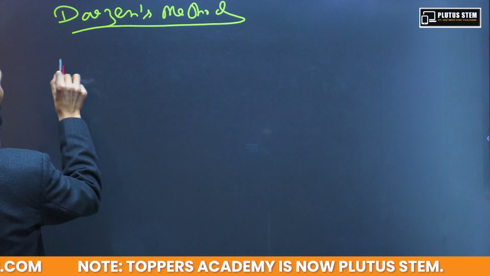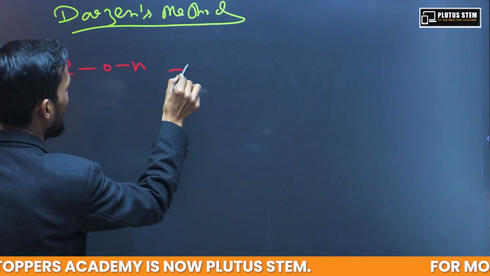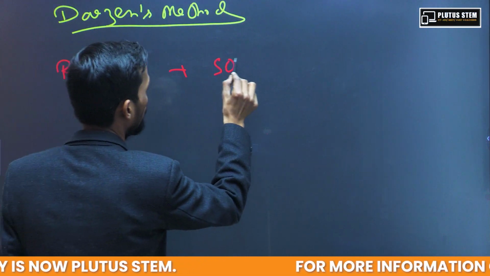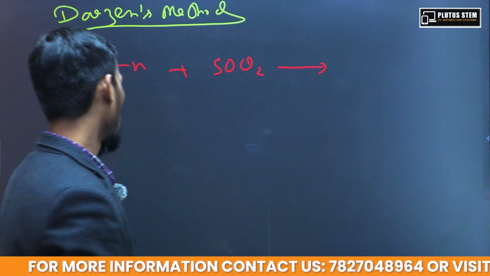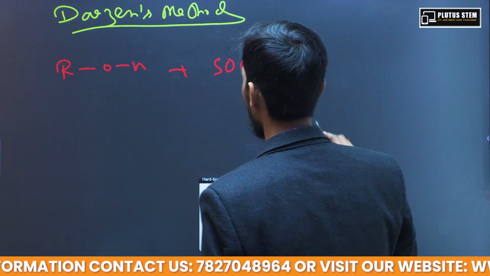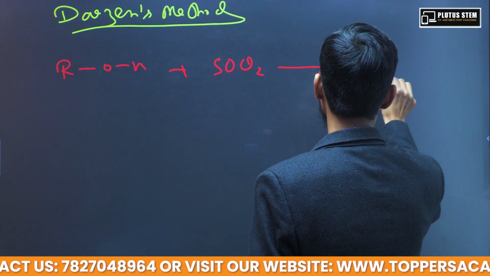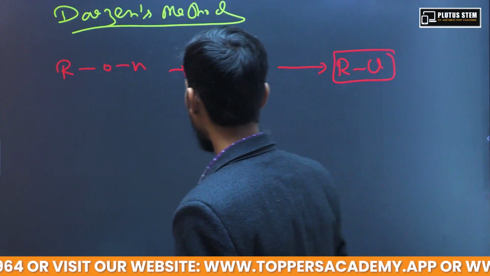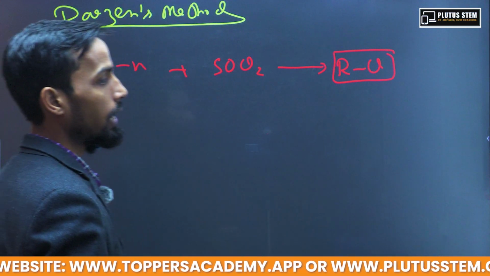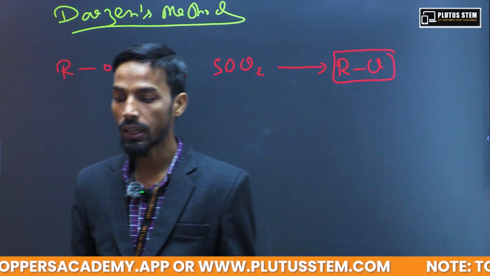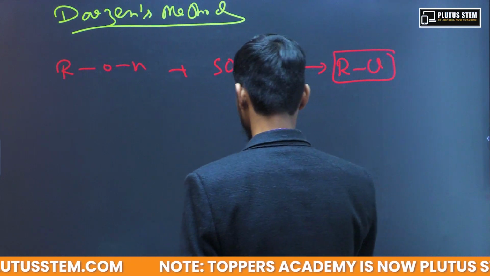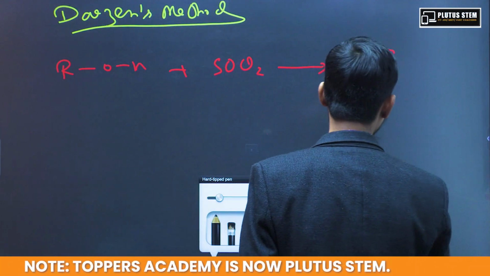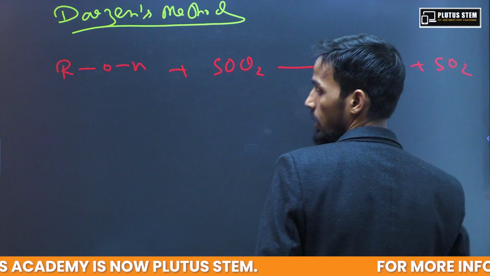So this ROH alcohol when reacted with SOCl2, what are we going to expect from here? Again the product will be RCl. The product we are going to get is RCl, and in the side product we are going to get SO2. How we are going to get this type of product, that we will see.